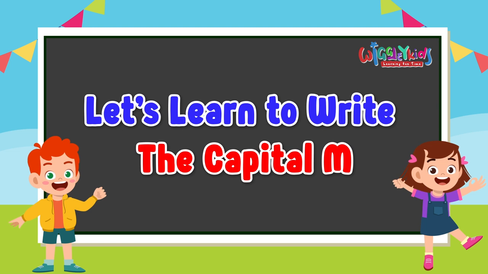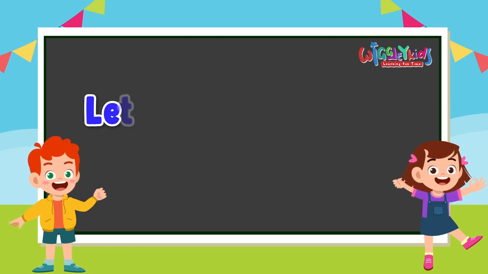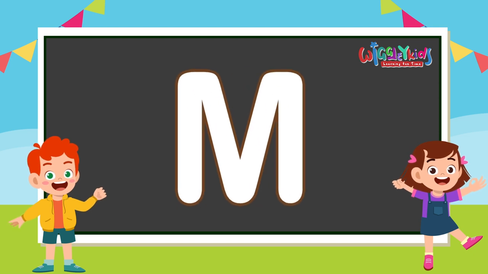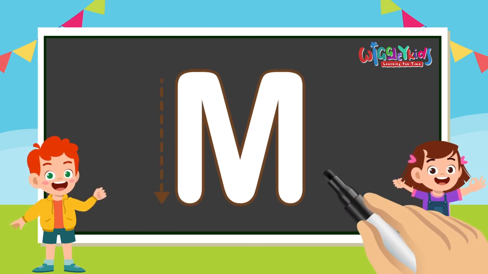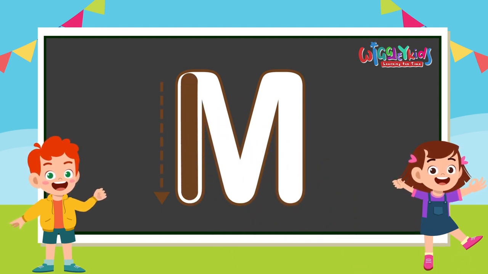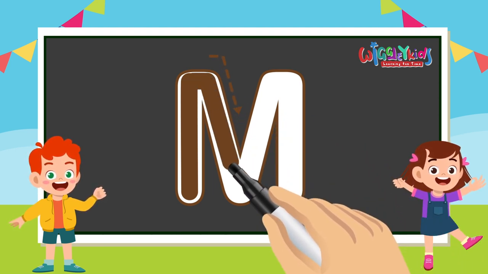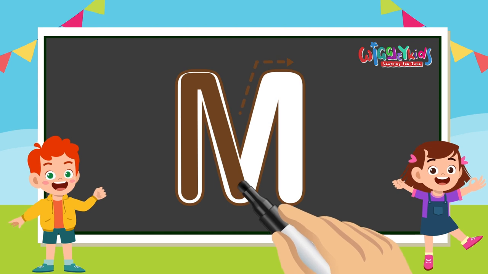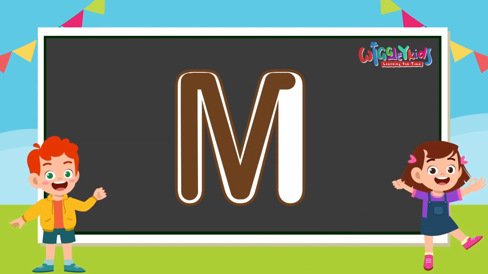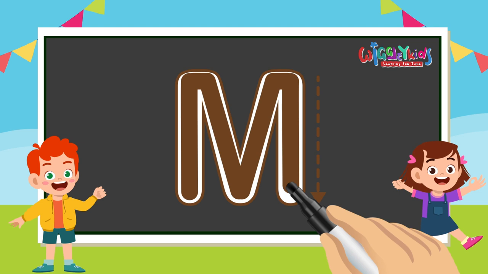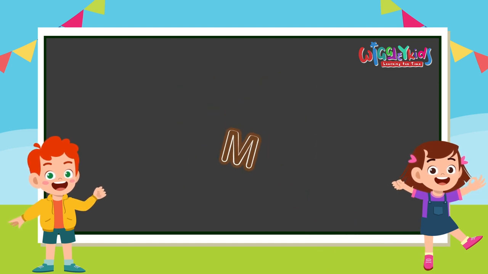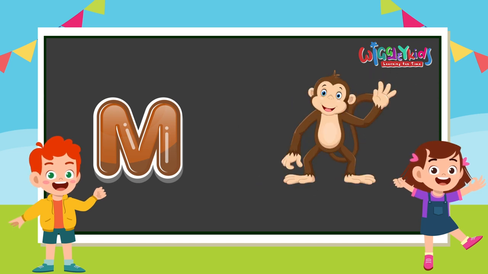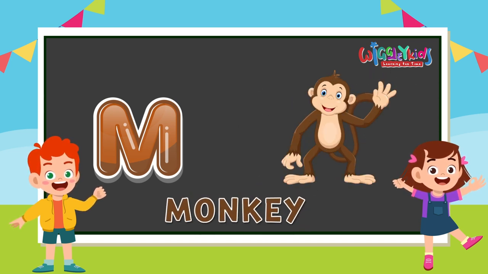Learn to write the capital M. First, we will draw a standing line. Then go to the middle and draw a right slanting line downward. And again go to the middle and draw a slanting line upward. In the end, draw a standing line. M is for monkey.